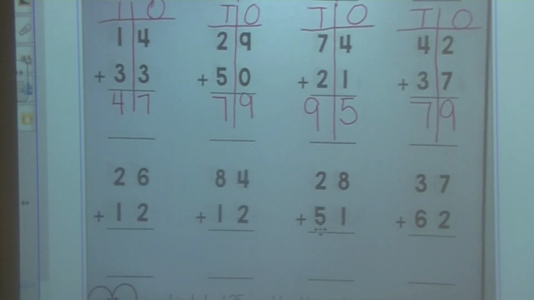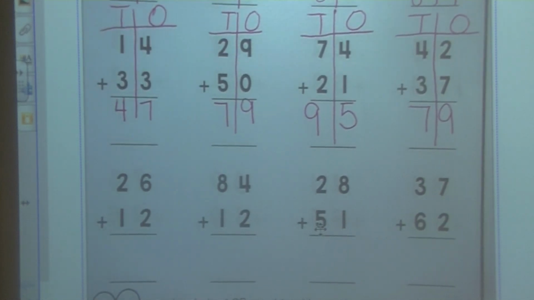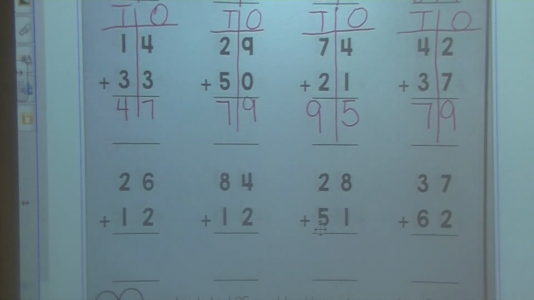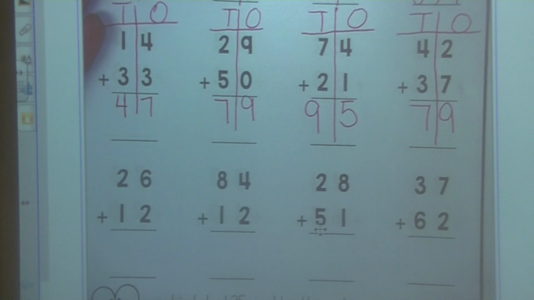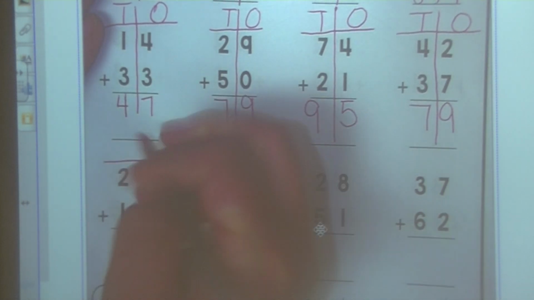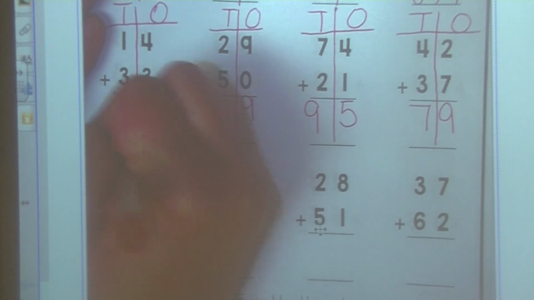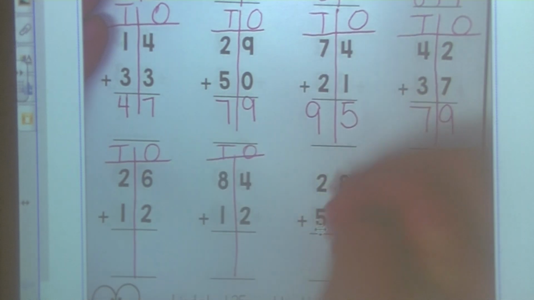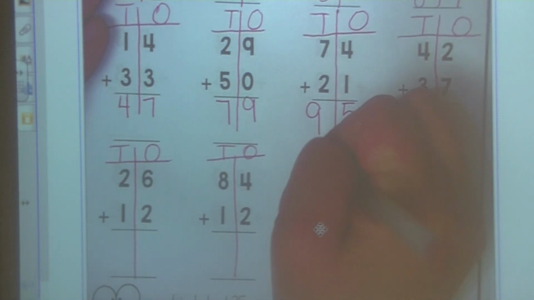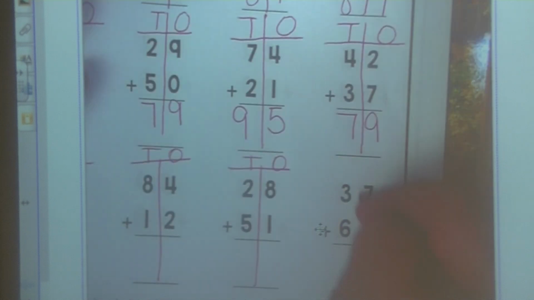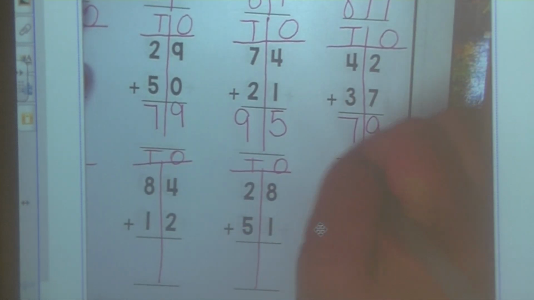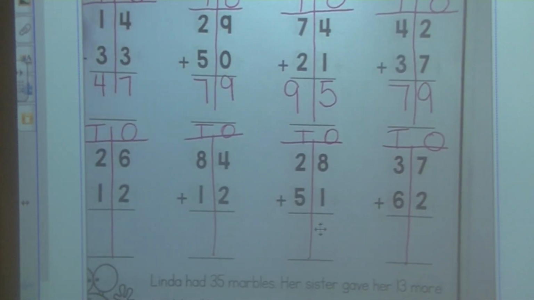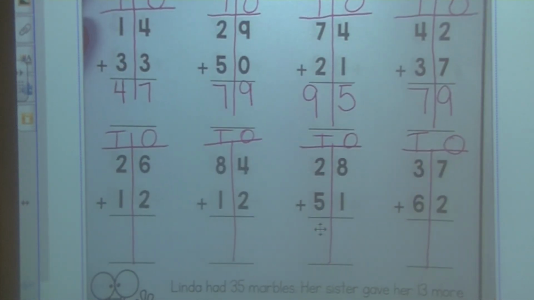Alright, now the last row. I want you to try to do the last row. Pause the video, and when you're ready, press play and we will check them together. Alright guys, we're going to check them. Draw my charts for tens and ones. Alright, last row, bottom row.